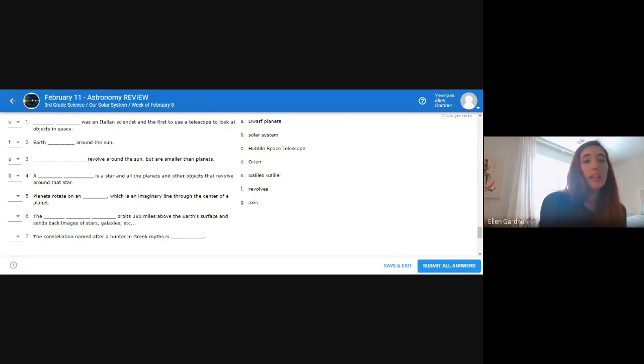Planets rotate on a blank, which is an imaginary line through the center of the planet. Axis, that's right. This is its axis. This is the equator.